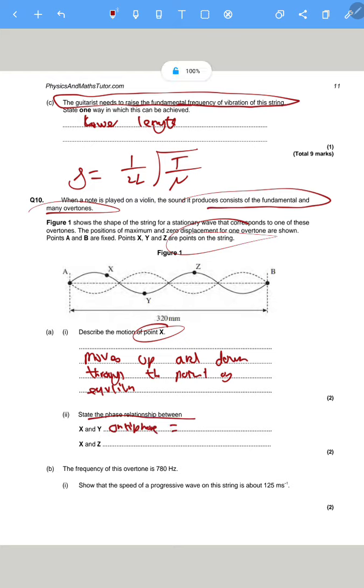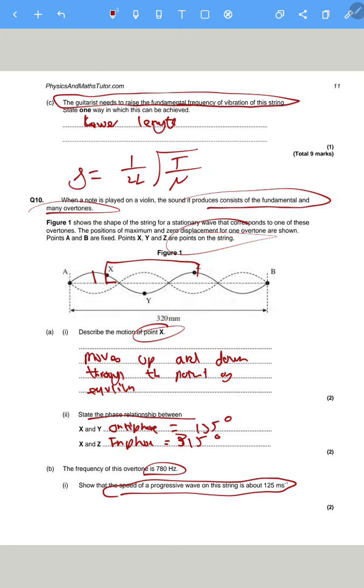And that is about, well, if that's there, that's about half of that. So that's about 45 plus 90, 135. And X and Z is about in phase. And that's 45 plus 180 plus 90, 315. And that's degrees. Frequency is over times how many hertz. So the speed is about that many meters per second.